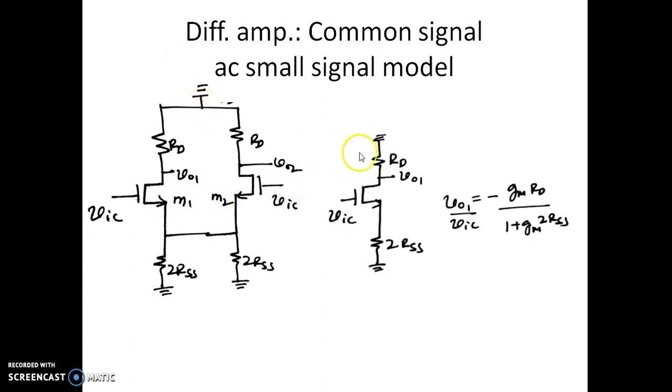Here we have AC ground, and we have one more ground, the output voltage is measured here, and the input AC signal is applied here. It is a circuit of a CS amplifier with source degeneration resistance, which in this case is 2 RSS. The voltage gain of a CS amplifier is given by minus GM RD divided by 1 plus GM into 2 RSS, where this 2 RSS is the source degeneration resistance.